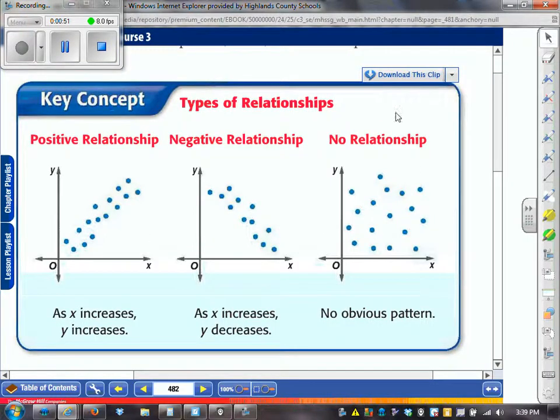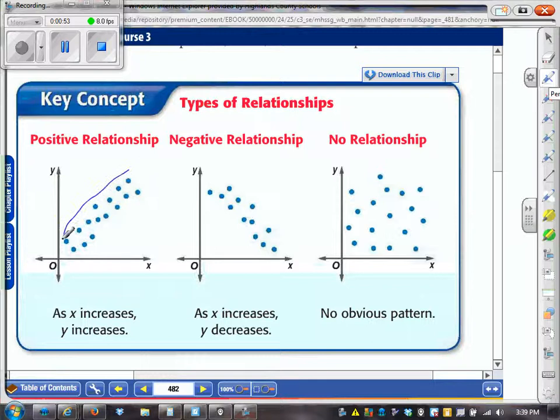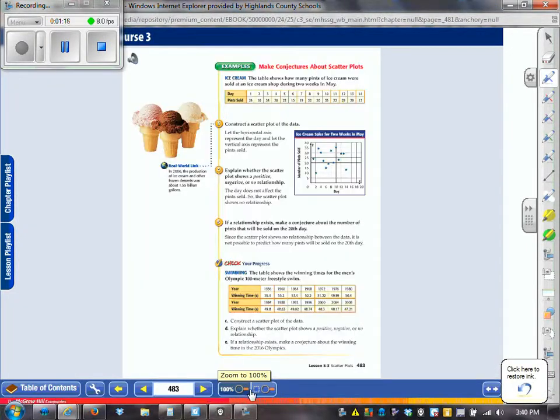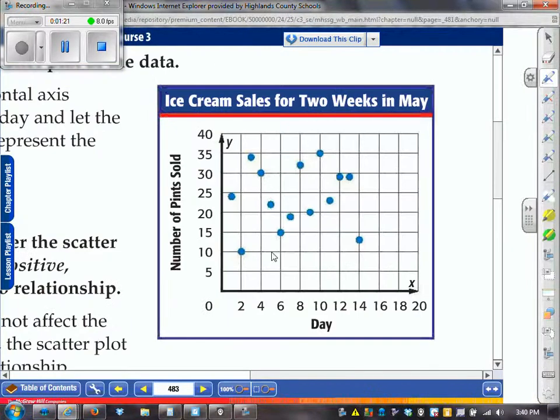And as you see in the positive relationship, whenever x increases, y also increases. And then we see negative relationships where as x increases, we see y decrease as we go out. And then no obvious pattern is just kind of anywhere all over the place. We saw an example of no obvious pattern when we looked at the ice cream sales in 2 weeks of May. Just kind of all over the place. There's no real way to predict what's happening next.